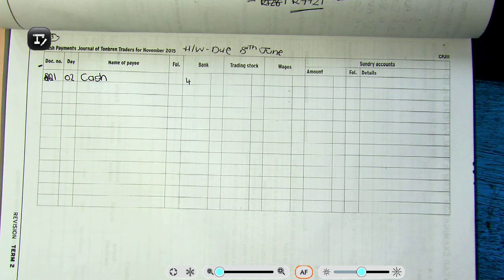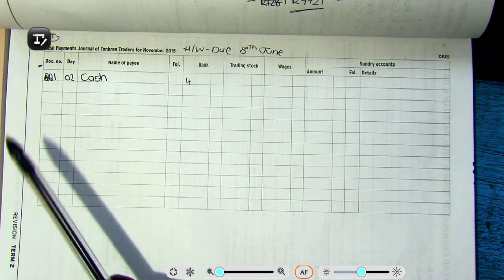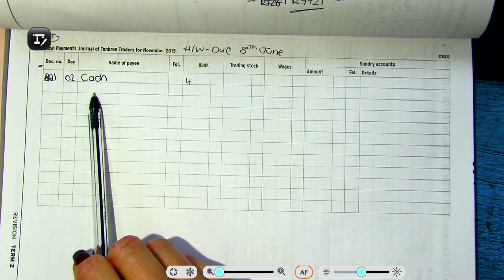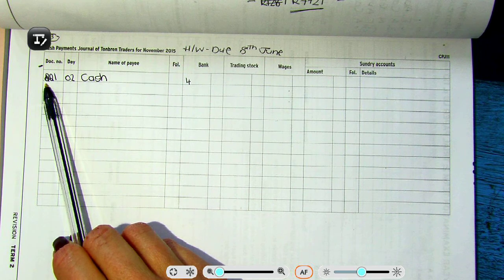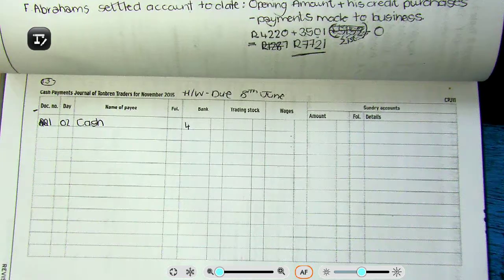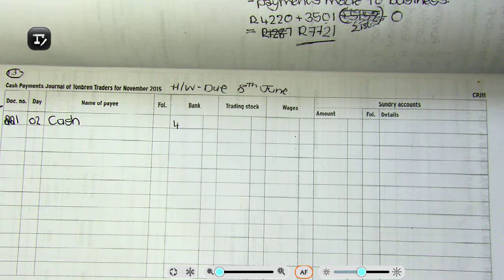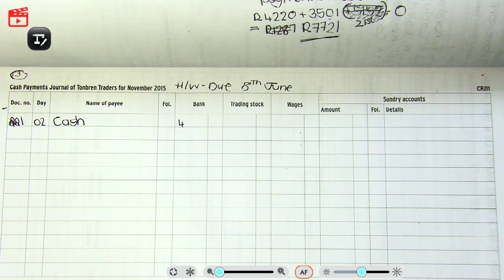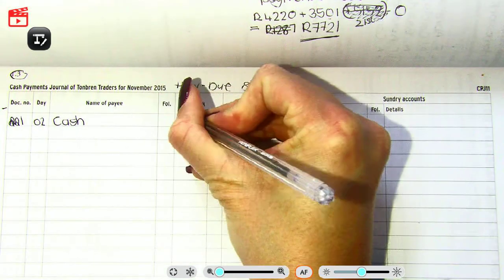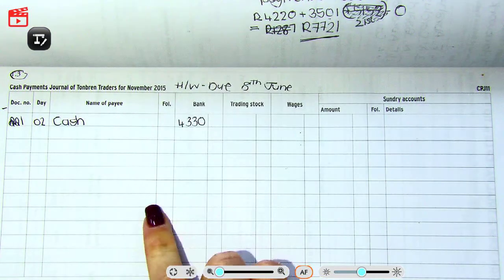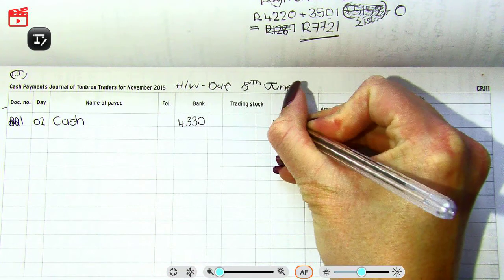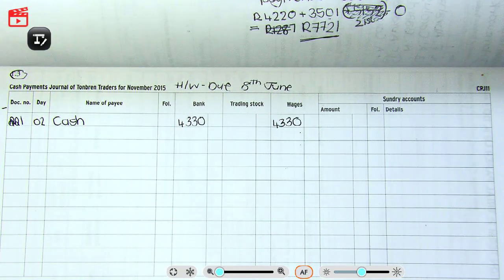So on the second, the business cashed check number 221 to pay the 2 weekly wages. Okay, so we can see my document number over there, 221 on the second, and the name of payee is cash. Amount of money was 4,330, so we enter that into bank and then into the column of what it was for, which was wages, 4,330.